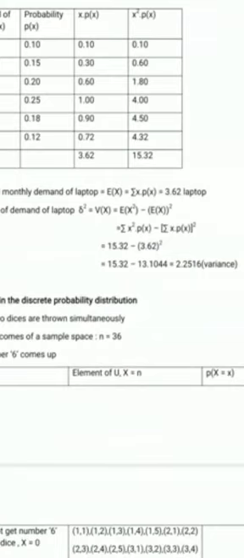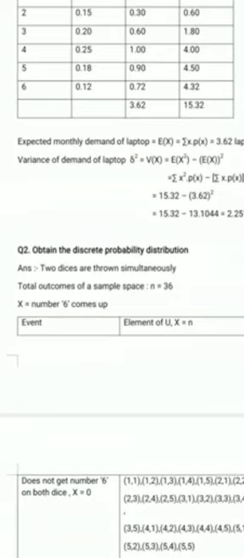Moving on with the second sum of this particular section, that is section E. Two dice are thrown simultaneously once. We have to obtain the discrete probability distribution of the number of dice for which the number 6 comes up. As given in the question, two dice are thrown, so the total outcomes is n equal to 36. Now we have to find the probability that number 6 comes up.